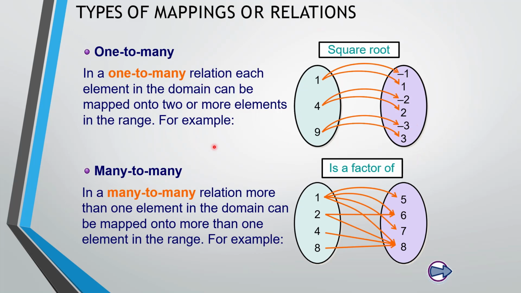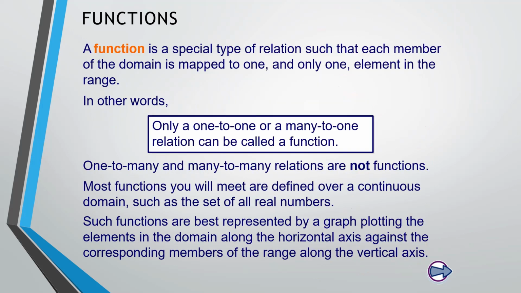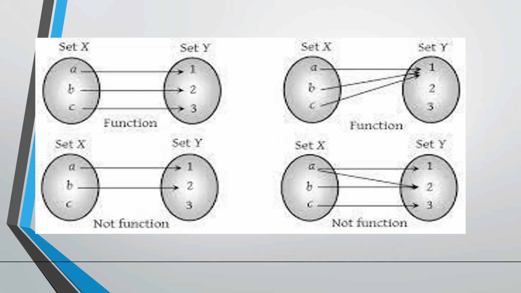And let's talk about the last type, that is many to many. In a many to many relation, more than one element in the domain can be mapped onto more than one element in the range. This example is very illustrative, though a bit complex. Here every domain element is plotted on the horizontal axis and every range element is plotted on the vertical axis.